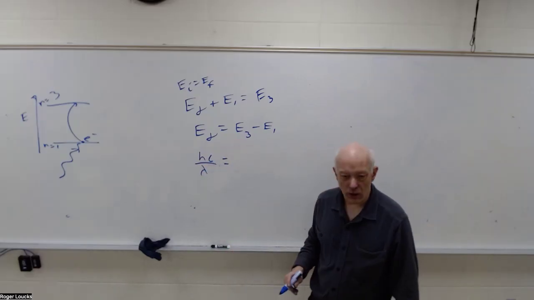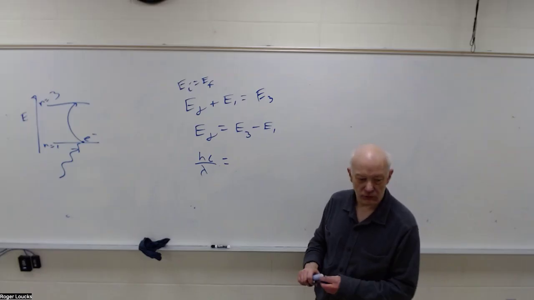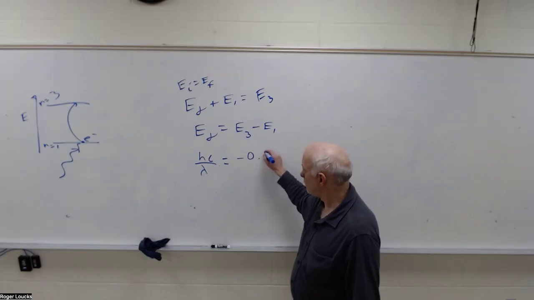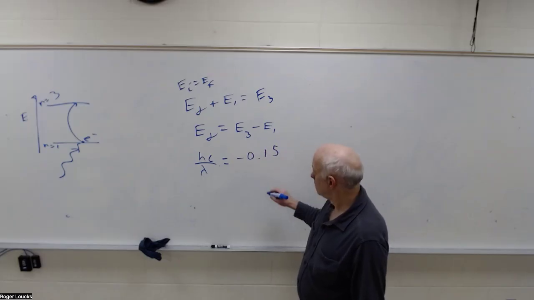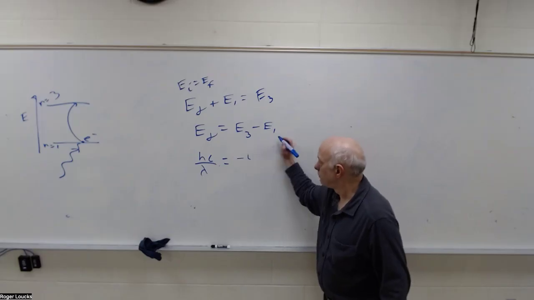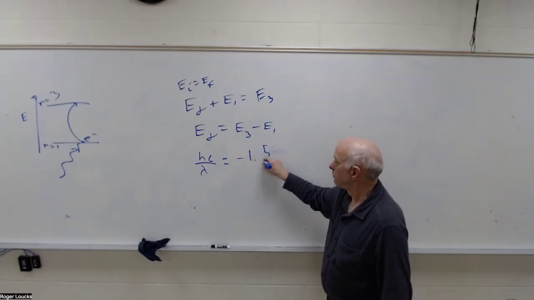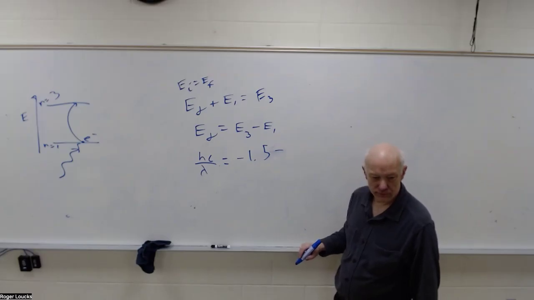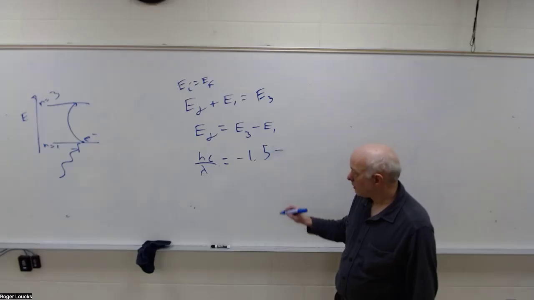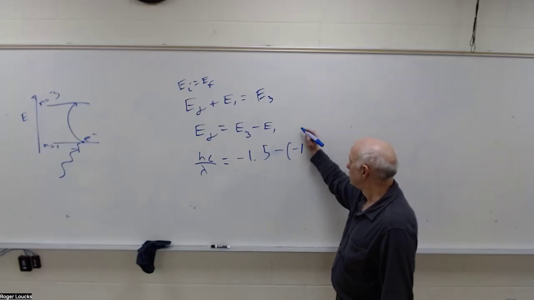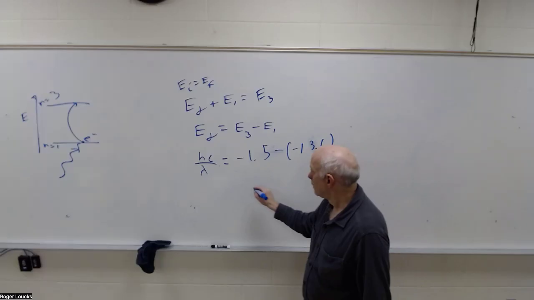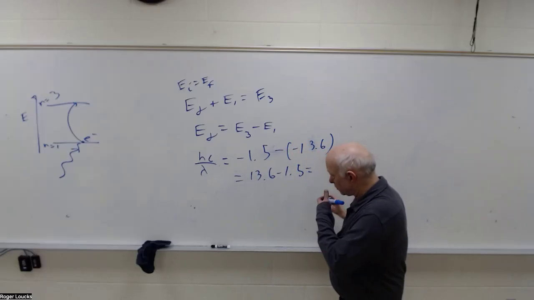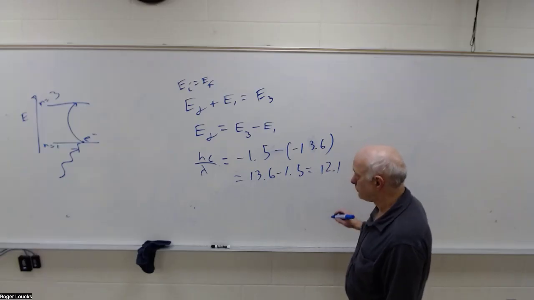What is our E3? Minus 1.5. Let's be careful here. E1 is negative 13.6. Minus negative 13.6. This gives you 13.6 minus 1.5. And this is equal to 12.1.